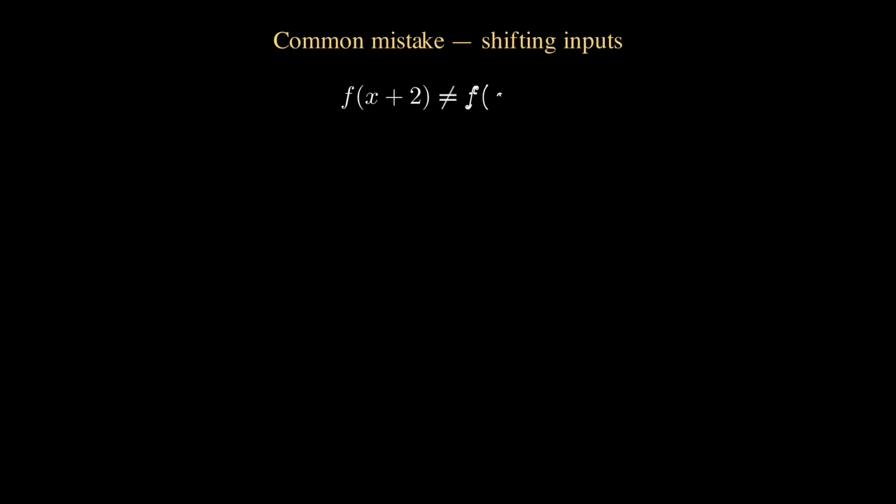Common mistake. You treat f of x plus 2 like f of x, plus 2, as if addition distributes outside the function. In general, f of x plus 2 is not equal to f of x plus 2. The first means substitute x plus 2 into the rule. The second adds 2 to the output. Write the substitution explicitly every time the input is not a single letter. That habit prevents most function notation errors.